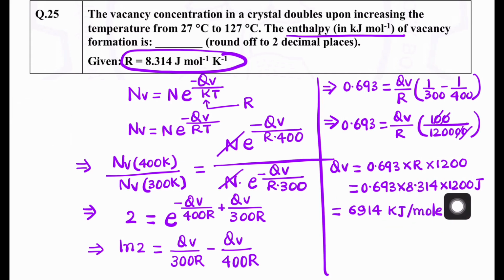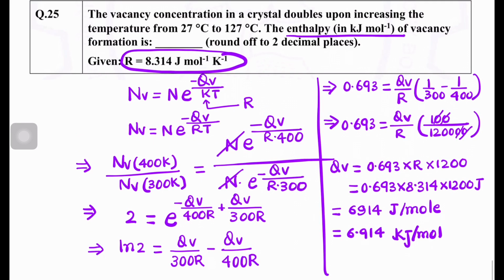Now this is in joule, I'm sorry, this is in joule per mole. Since they are asking in kilojoule per mole, we have to further divide by 1000. So this much kilojoule per mole will be the value of enthalpy of vacancy formation. And if we round off to two decimal places, it will be 6.91 kilojoule per mole. So this is the final answer for this question.